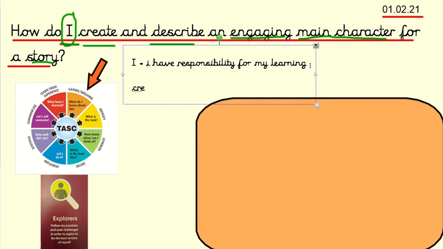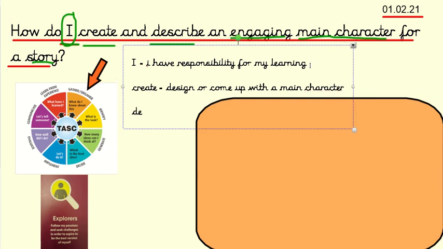Let's think about the word create now then. What does it mean if you're going to create something? Well, if I'm creating a main character, that means I'm going to have to design or come up with a main character this week. Or make a main character. Okay. Now, describing that character, that's the next keyword I picked out.